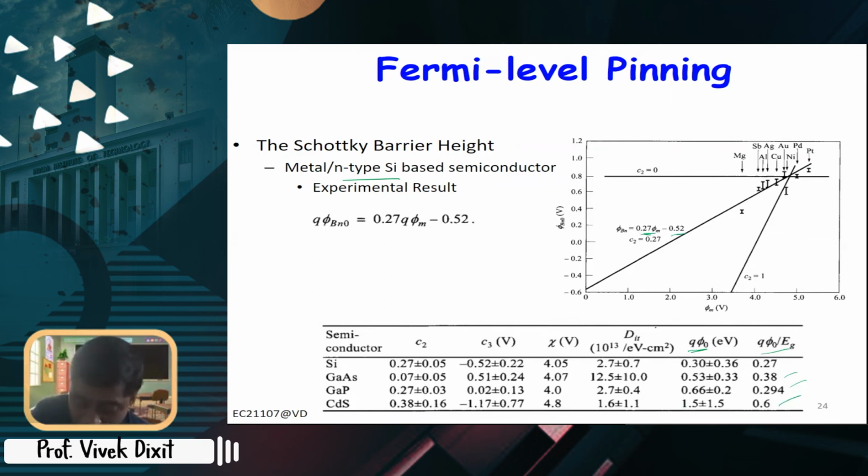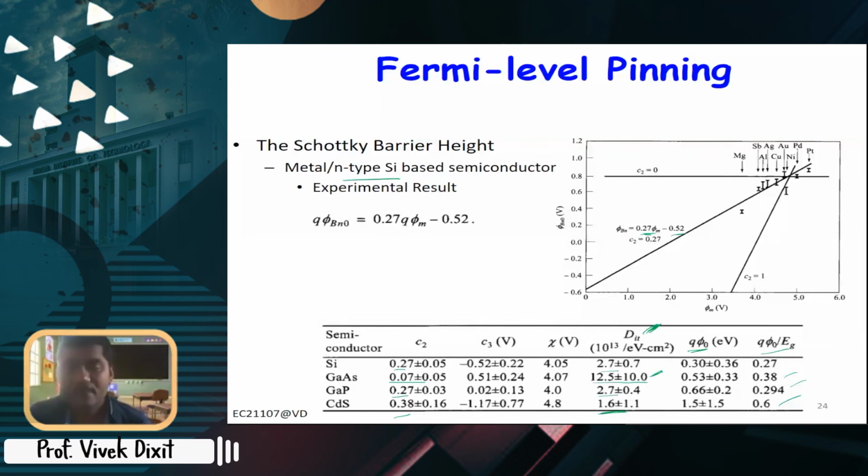Now, if you compare the density of interface states, it is quite large in gallium arsenide, right? And for gallium arsenide, you can see the value of C2. What is the value of C2? It's around 0.07, right? So it is close to 0. Then it's largest here for CdS, around 1.6, and it is almost equal for gallium phosphide and silicon, and their value is basically around 0.27 for these two and 0.38 for CdS. So if you reduce the interface states, then C2 will increase, and if you increase the density of interface states, the C2 will reduce to 0.